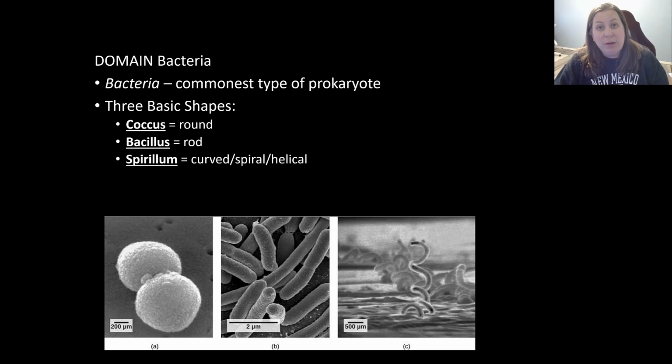The last one is really easy to remember because it's spirillum. Spirillum has a curved or spiral shape. Okay, so it's curved or spiral, and that's what you can see here in the last picture. Now, guys, it is important for you to know these bacterial shapes. You need to be able to match them to a picture. So pay close attention to this picture here.